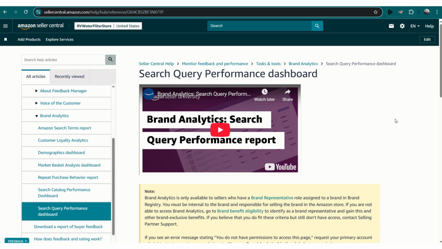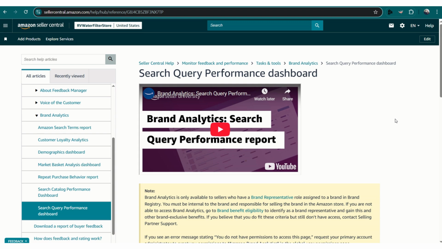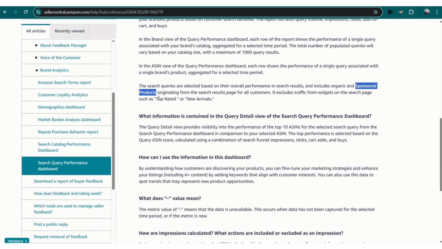The Search Query Performance (SQP) report is a valuable resource for understanding customer behavior on Amazon, but it requires careful interpretation due to its limitations and scope. Only sponsored product ads are included in the SQP data, and even then, only when the ads appear on search result pages. Ads displayed elsewhere, such as product detail pages, are not counted. Additionally, sponsored brand and sponsored display campaigns are excluded entirely from this report.